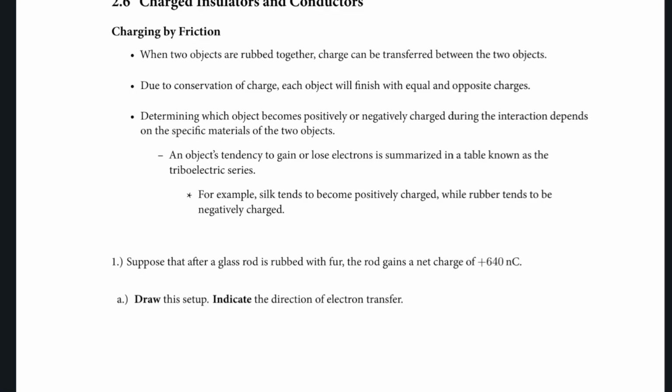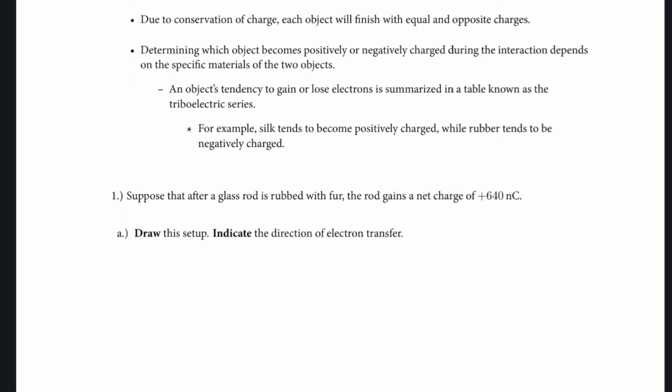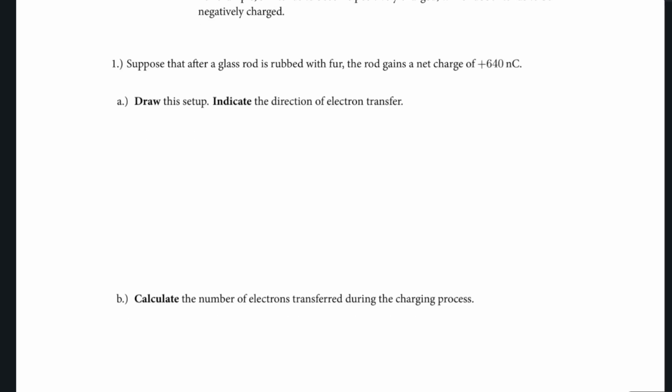And we won't ever have to determine which object becomes positively or negatively charged, because that's determined by material properties of the two interacting. And there is a table known as the triboelectric series that would give that. So, for example, things like silk tend to become positively charged, and things like rubber tend to be negatively charged. So, it'll always be given as context. So, suppose that after a glass rod is rubbed with fur, the rod gains a net charge of 640 nanocoulombs.